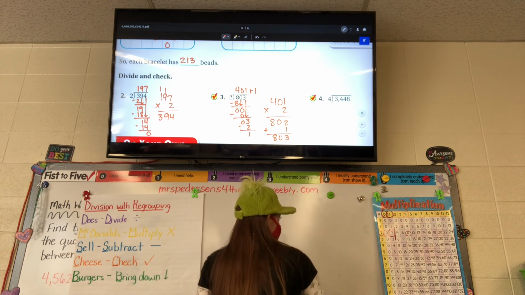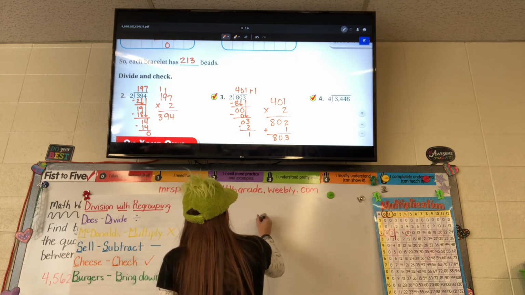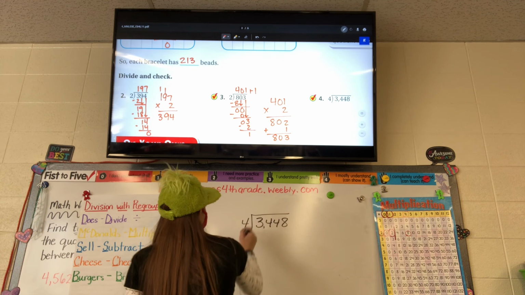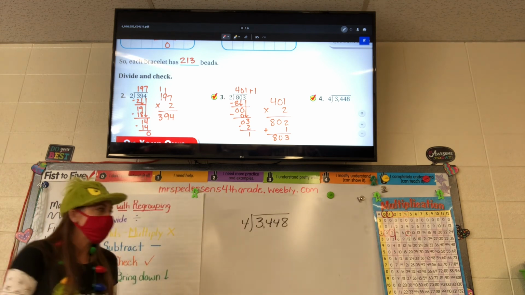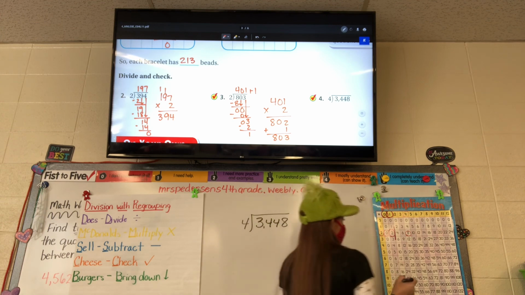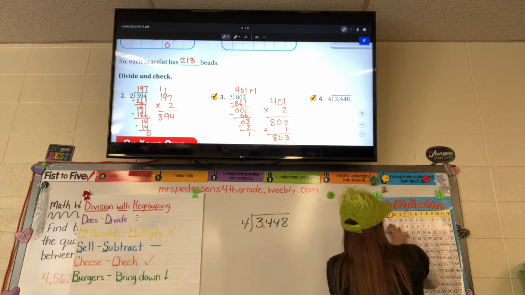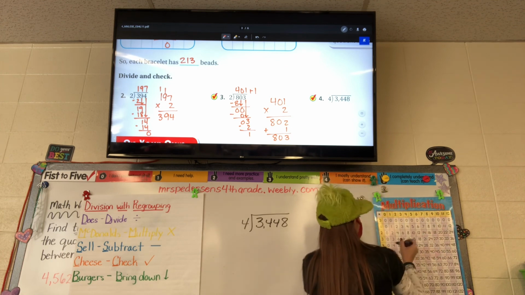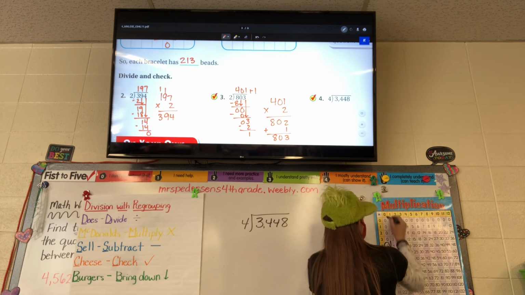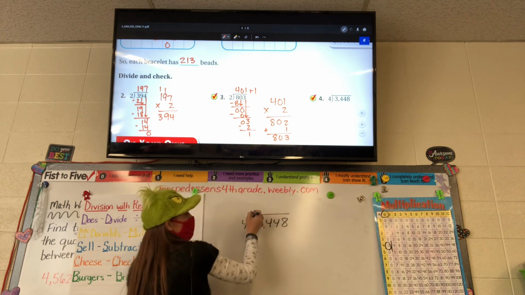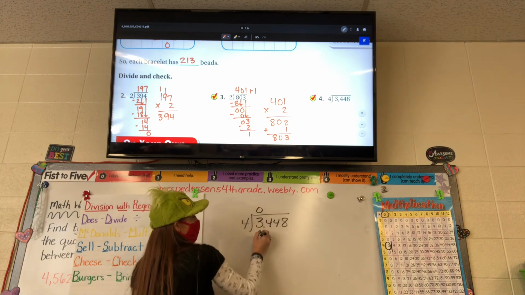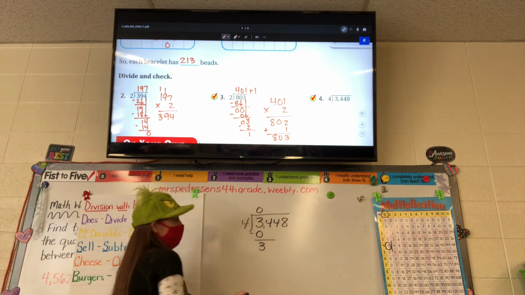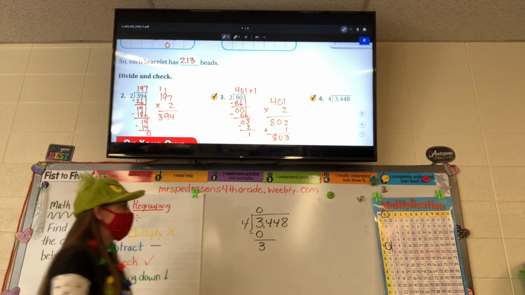All right, one more we're doing together, which is 3,448 divided by 4. So we're using the 4 row. What do we look for first on the 4 row? The 3. And where would 3 be on the 4 row? Between 0 and 4, right? Look to the left, go up. What do we write on top? 0. What do we write below the 3? 0. 3 minus 0, not times, minus. 3 minus 0 is 3.